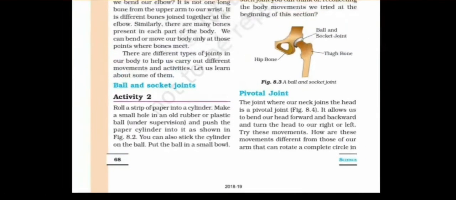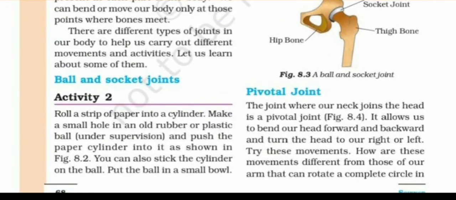Now see pivotal joints. Our next joint is the pivotal joint. It is located in the neck part, between the neck and the head. It allows us to bend our head forward and backward and turn the head to our right or left. It gives you only partial movement, not a complete movement, and it allows movement in one direction only, that is forward, backward, right or left.